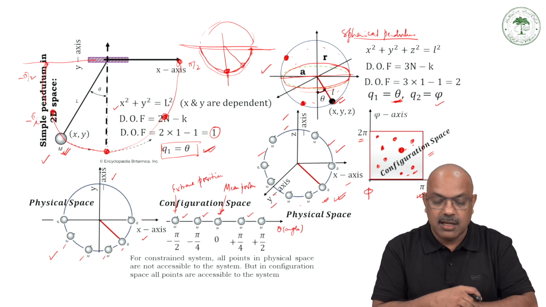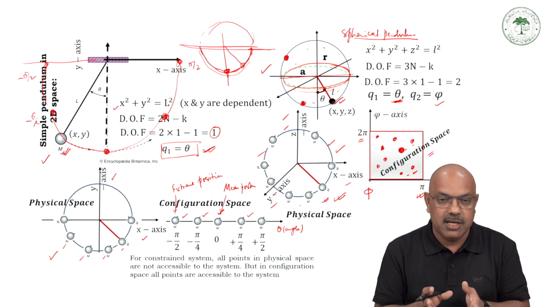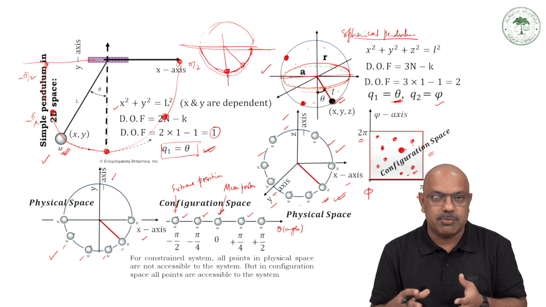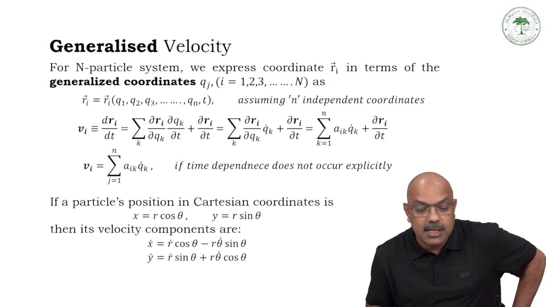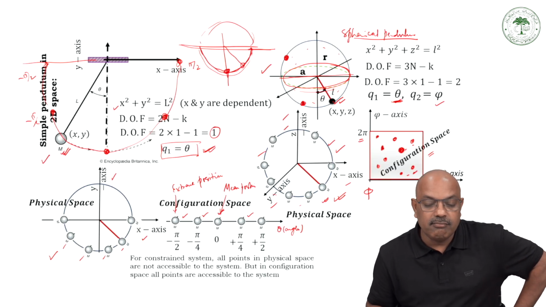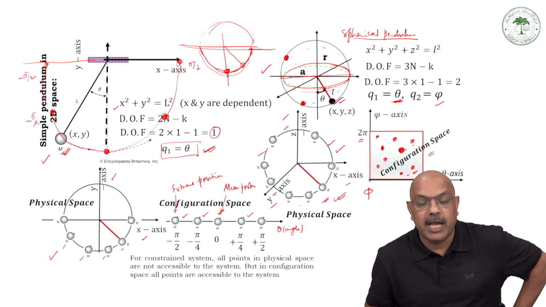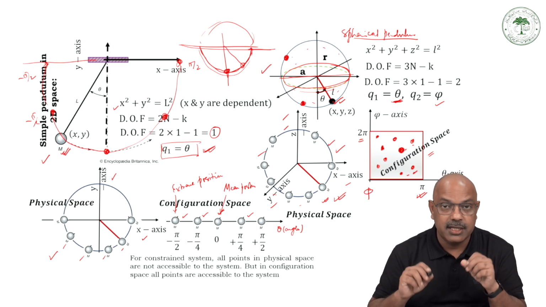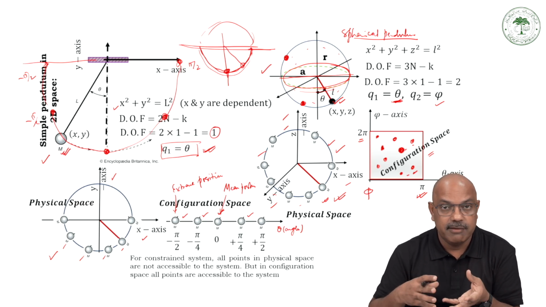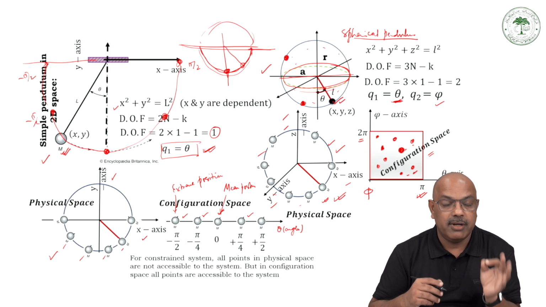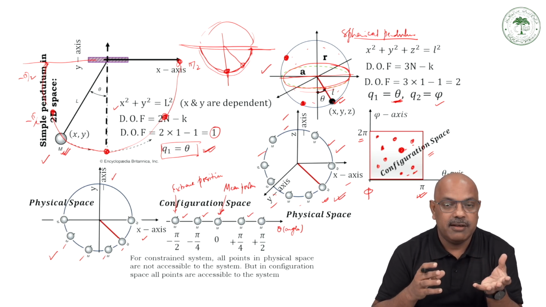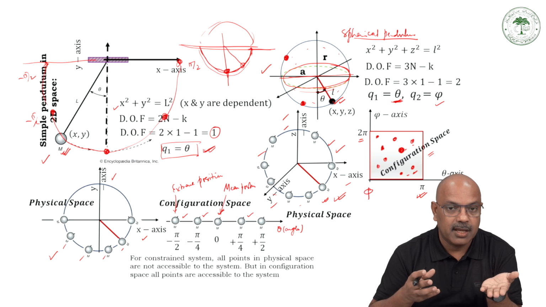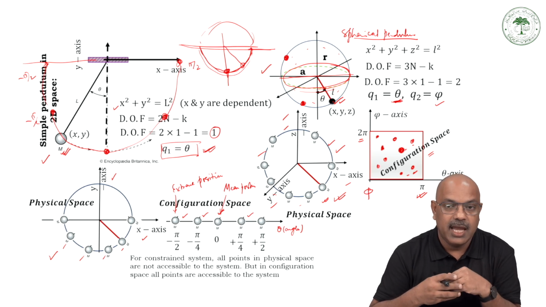So I think it is very clear what the configuration space is. It is just a space spanned by the generalized coordinates, which are independent, and its dimension is the number of degrees of freedom. Any point in the configuration space completely defines one unique configuration of the system. So in this lecture, we have talked about generalized coordinates and the configuration space.